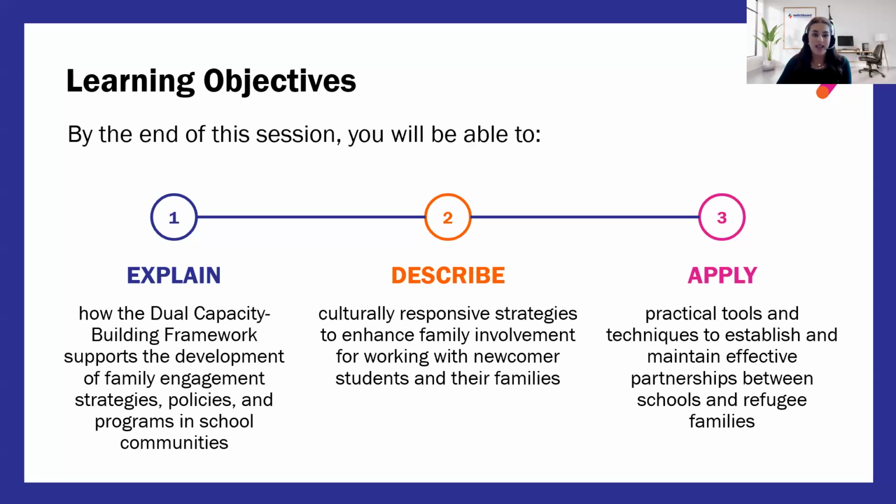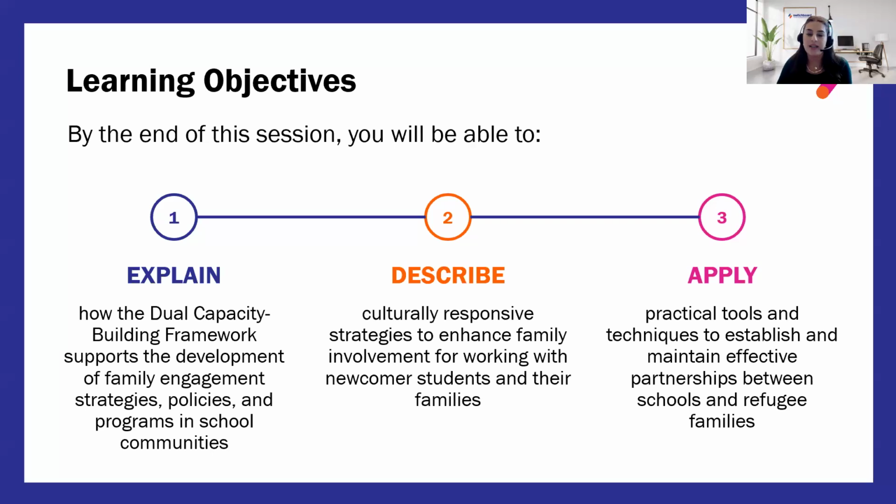So for today, we have three learning objectives for you. The first is to explain how the dual capacity building framework supports the development of family engagement strategies, policies, and programs in school communities. The second is to describe culturally responsive strategies to enhance family involvement for working with newcomer students and their families. And the third is to apply some practical tools and techniques to establish and maintain effective partnerships between schools and refugee families.